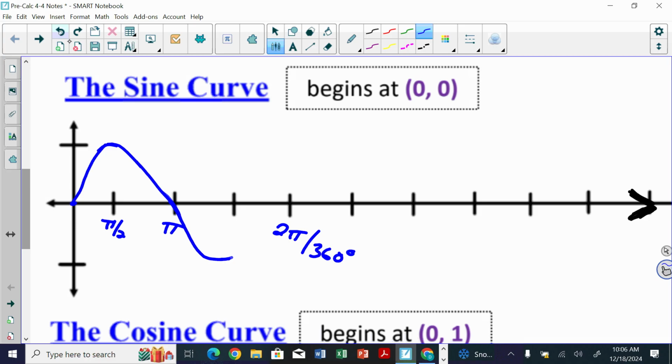And then I'll just keep doing that. Down here, it should curve down and be about negative 1 when you get to about 270 degrees or so. And then it'll start to curve up again, and then it's going to go right through the axis here at 2 pi.